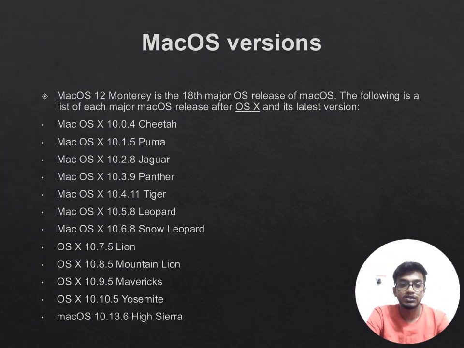Mac OS versions. Mac OS 12 Monterey is the 18th major OS release for the Mac OS. The following is the list of each major Mac OS releases after OS X and its latest versions. These are the versions of Mac OS.